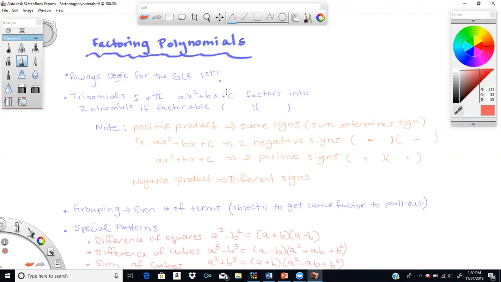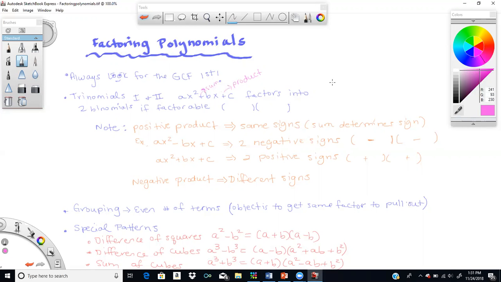Okay, so just note that in this trinomial, we have parts of it. This sign of C, this is your product, and that helps determine your sign when you're factoring. And this is your sum, which also plays a role.